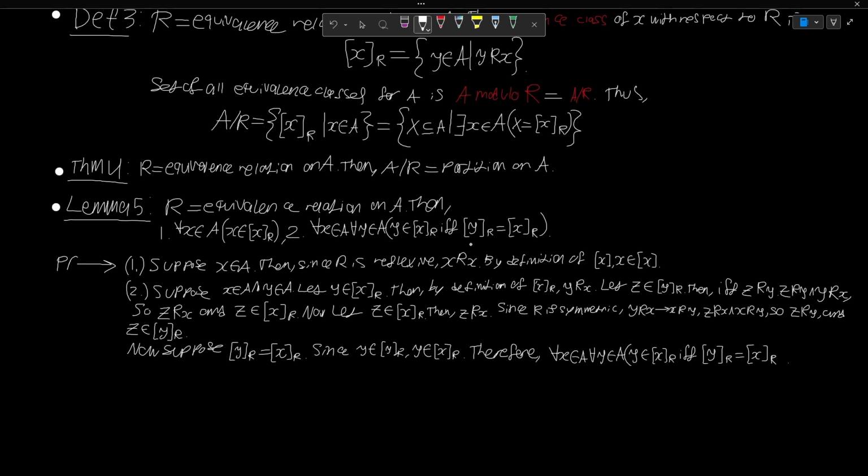So for the left to right implication, we first assume that y is in the class of x.